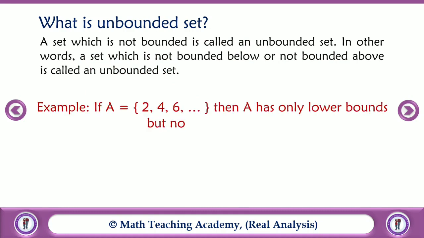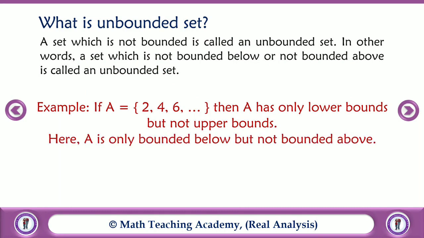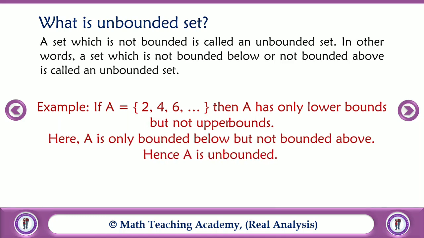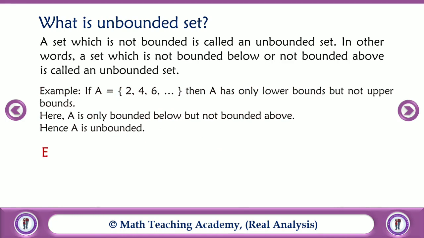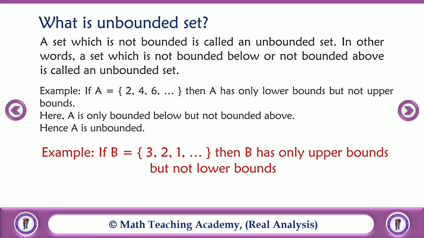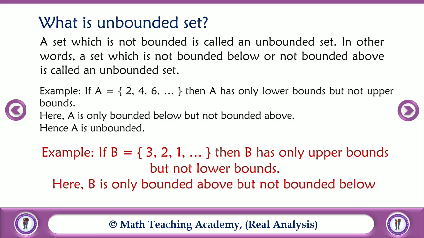For example, if A is equal to 2, 4, 6, etc., then A has only lower bounds but not upper bounds. So this set A is not a bounded set. This is an unbounded set. Here A is only bounded below but not bounded above. Hence A is unbounded. Consider another example. If B is equal to 3, 2, 1, etc., then B has only upper bounds but not lower bounds. So here B is only bounded above but not bounded below. Hence B is unbounded.